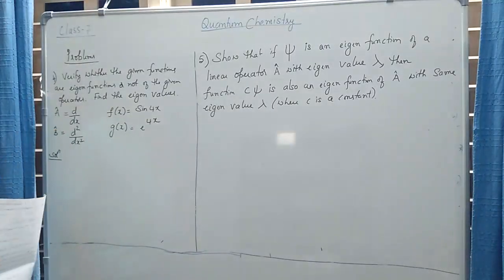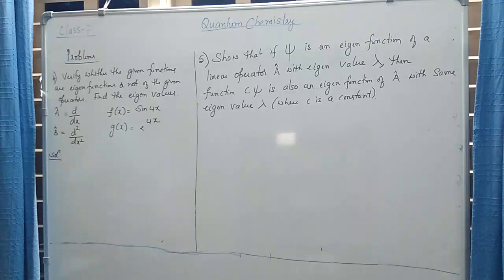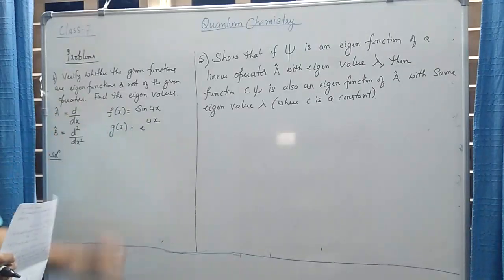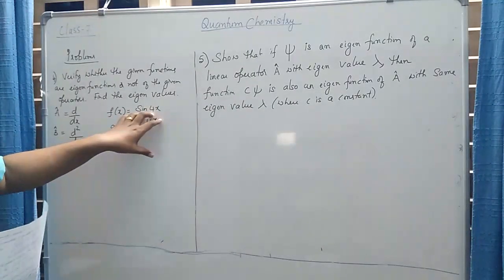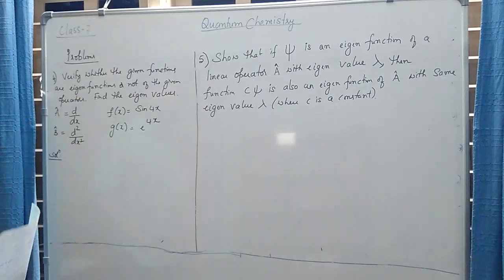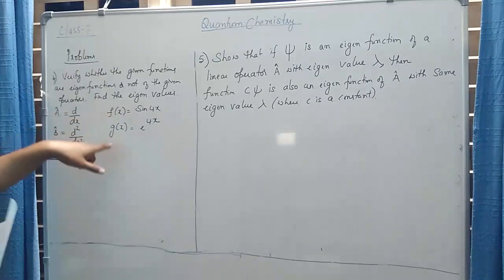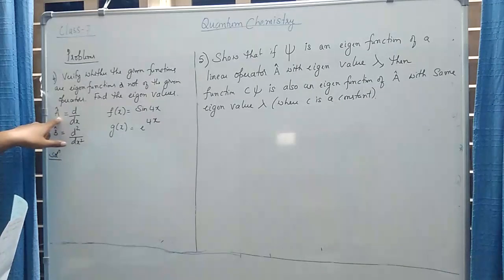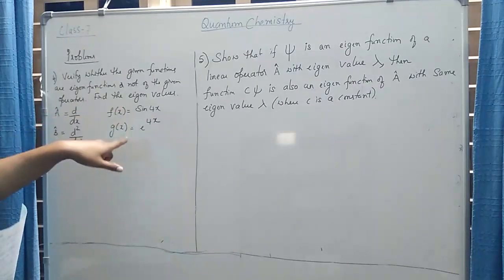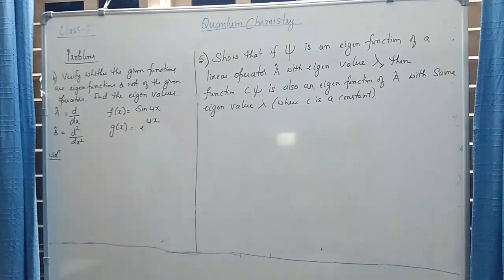Now in the fourth problem, we have to verify whether the given operator and the given function satisfy the condition called eigenfunction. So whether the given function is an eigenfunction of the given operator, and if it is an eigenfunction, what is its eigenvalue. You are given two operators A and B and two functions f of x and g of x. Now we have to apply each of these operators on these functions and verify whether it is an eigenfunction or not. If yes, what is the eigenvalue?